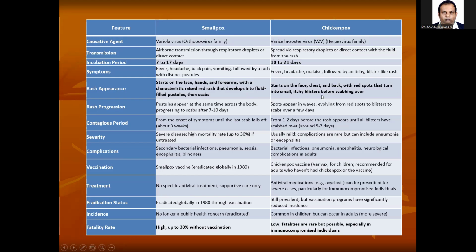In chickenpox you can see multiple stages of healing, scabs and blisters, likewise in smallpox. Another thing is that smallpox mortality is high, 30% if untreated. Untreated means there is no specific treatment, but we have to give supportive therapy. But for chickenpox, acyclovir is available for treatment. So the fatality rate, as I told you, is 30% without vaccination.